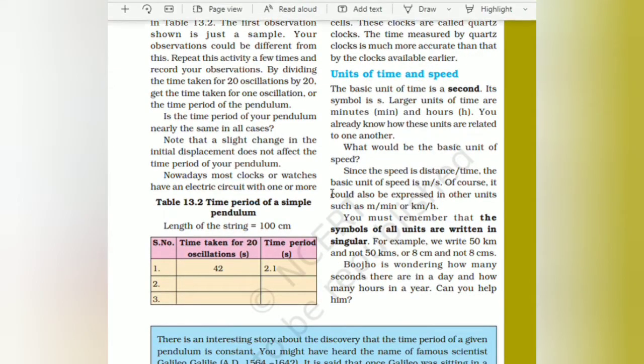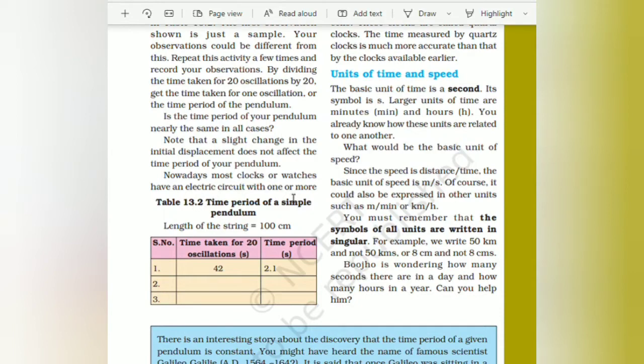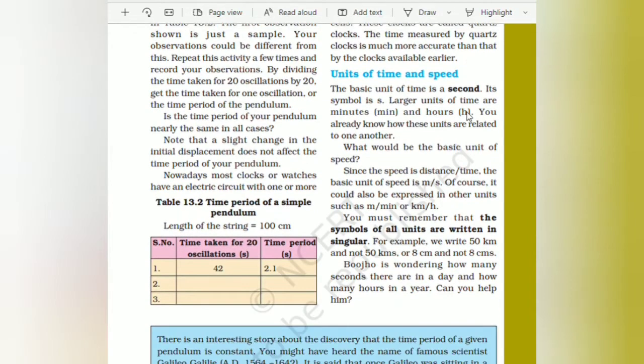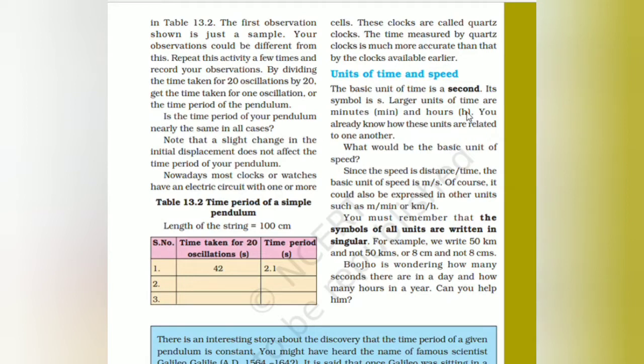Most clocks or watches now have an electric circuit with one or more cells. These clocks are called quartz clocks. The time measured by quartz clocks is much more accurate than that by clocks available earlier. So quartz clocks show the time more accurately.